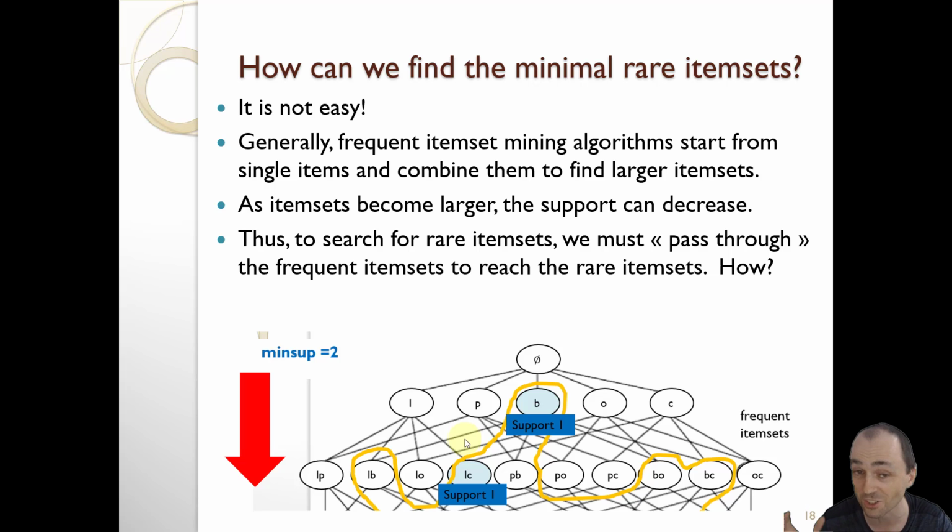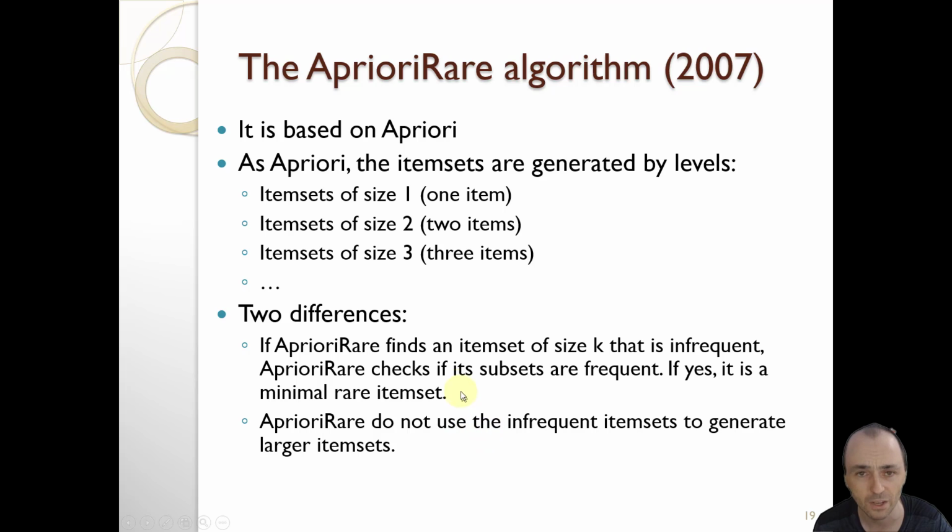So how to do this? It's not so easy. So let me explain to you the idea of the AprioriRare algorithm. It is based on a priori, okay? So if you watch my video about a priori, you know the main idea already. But there will be some differences, okay? I will explain after. So as a priori, the item sets will be generated by levels or size. First, we find the item sets with 1 item, then 2 items, then 3 items, and so on.